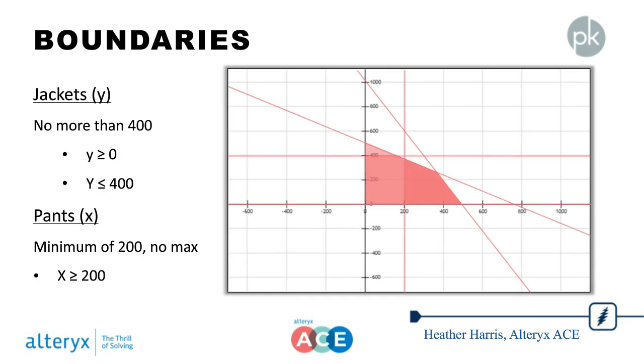So now we're going to bring in some other boundaries here. We know that we can't have any more jackets than 400. That was given to us. So we can draw a line at y, or our jackets, equals 400, and that's going to create another boundary. And we know that our pants, we have to have a minimum of 200, and that's going to create a boundary right here at x equals 200. And so now this area here is what I'm going to call the realm of possible. To meet our constraints, our x and y points, our number of pants and our number of jackets, have to fall in this area here.